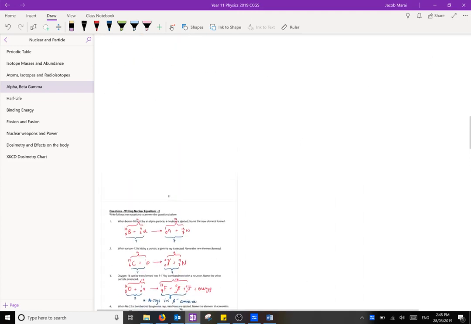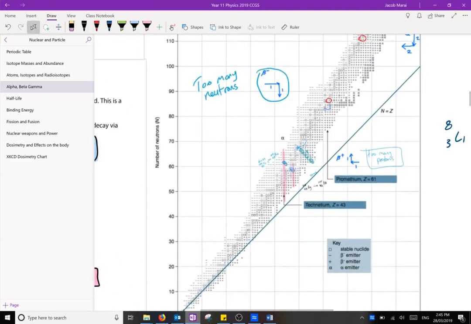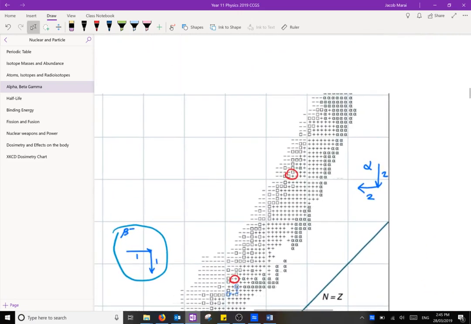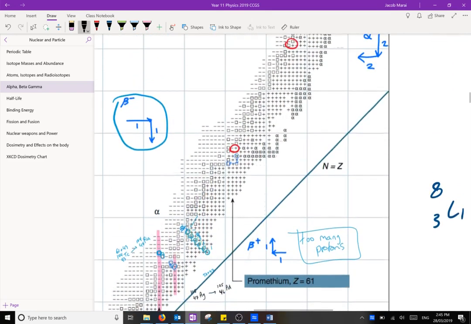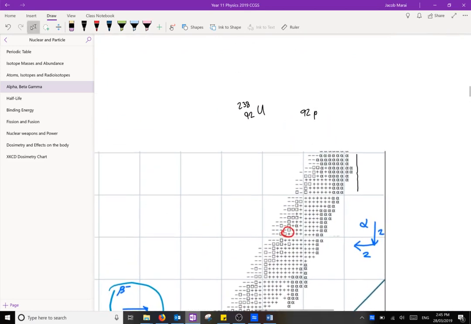Where's my little graph? There he is. Now, I would like you to find uranium-238 on this. So if we go up, maybe we won't be able to find it. Uranium-238 has 92 protons. So we're about here. Are we? Yeah. So unfortunately we don't have uranium-238, so this was a bad activity.